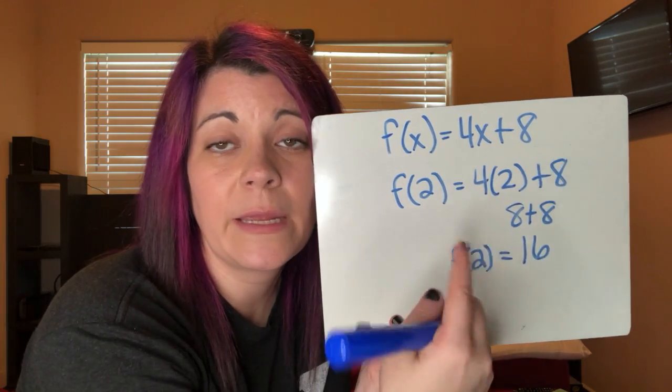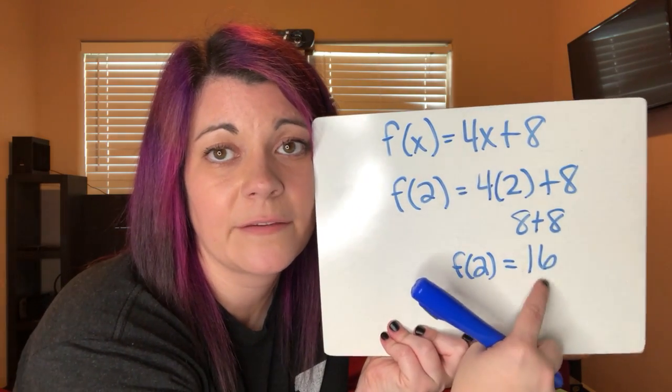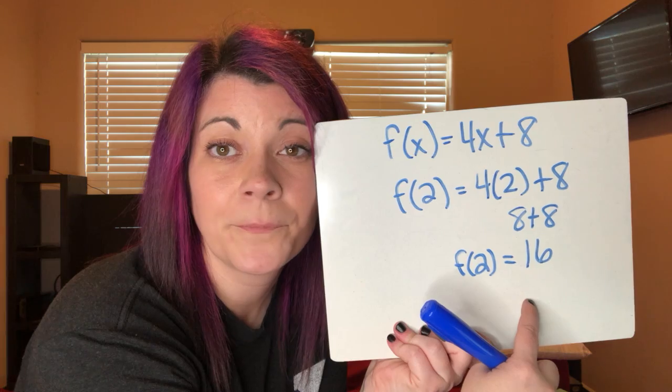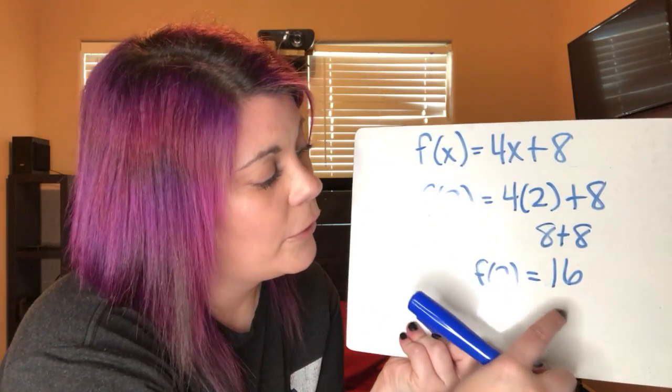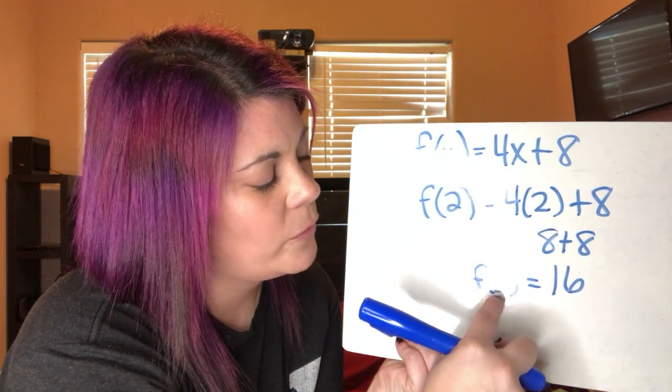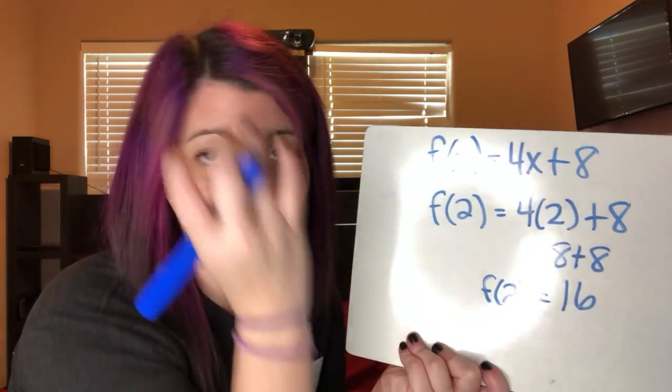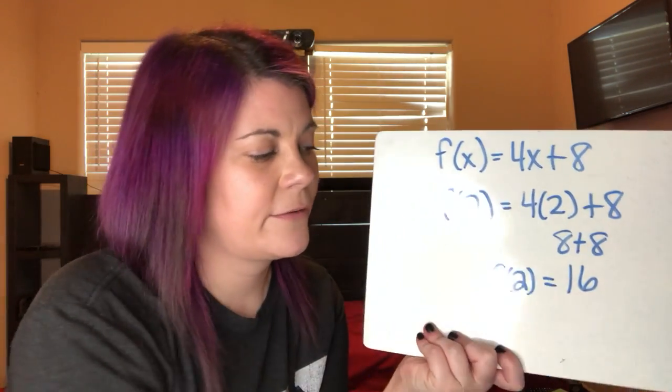So the coordinate point here is (2, 16). 16 represents that y value, okay? So the function of 2, when I substitute 2 in for x to the function, I will get 16.